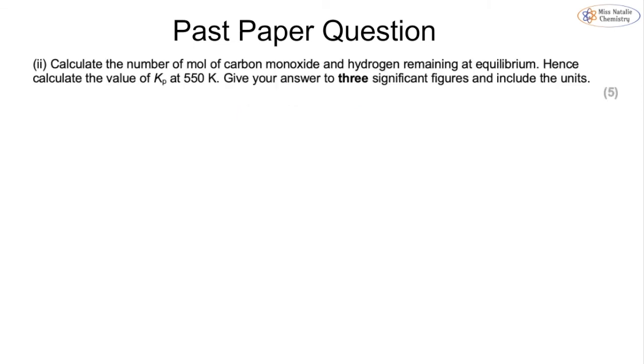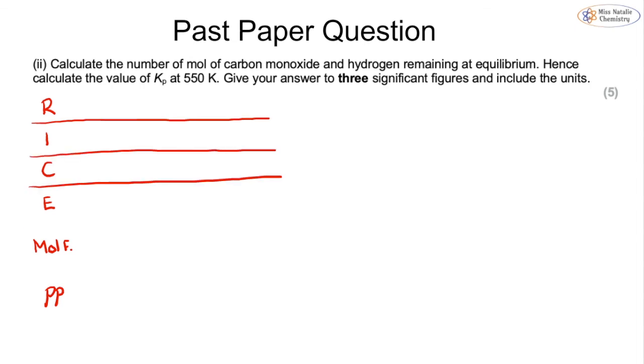Now we want to calculate the number of moles of the carbon monoxide and hydrogen remaining at equilibrium, and therefore calculate the value of Kp at 550. And we want to give our answer to 3 significant figures and include the units, and this is a nice 5-mark question. So the first thing we're going to do is we have our Rice table, and then because it's a Kp, we are going to calculate the mole fraction, and then we will calculate our partial pressures.